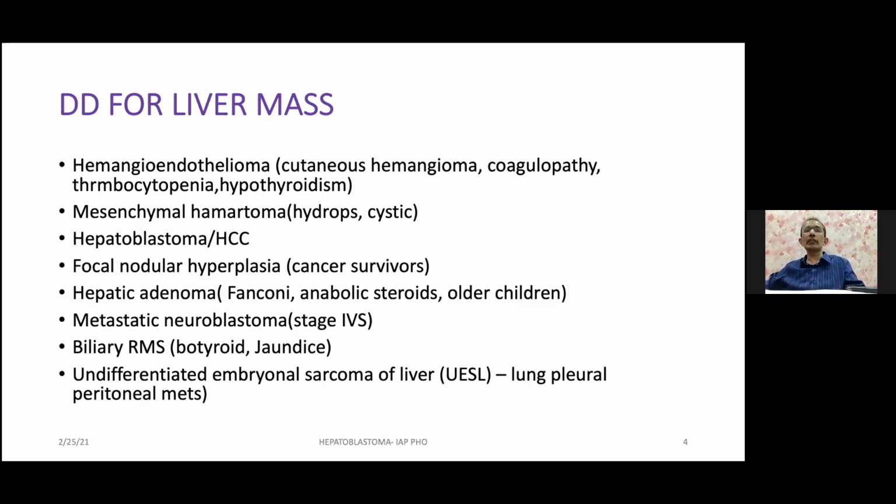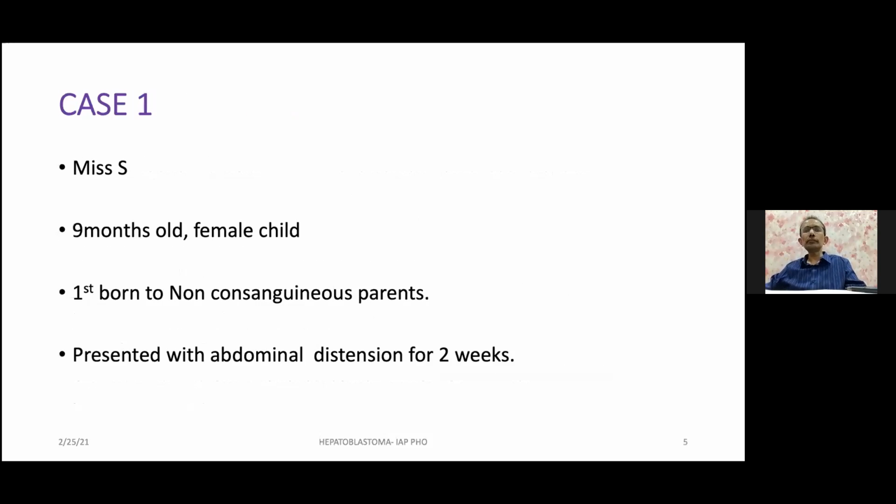Okay, next, start with the case presentation, Jenny. Good evening, everyone. Starting with the first case for our session. So presenting a 9-month-old female child who was born to non-consanguineous married parents. It was a first-born child, presented with abdominal distension for the past 2 weeks.